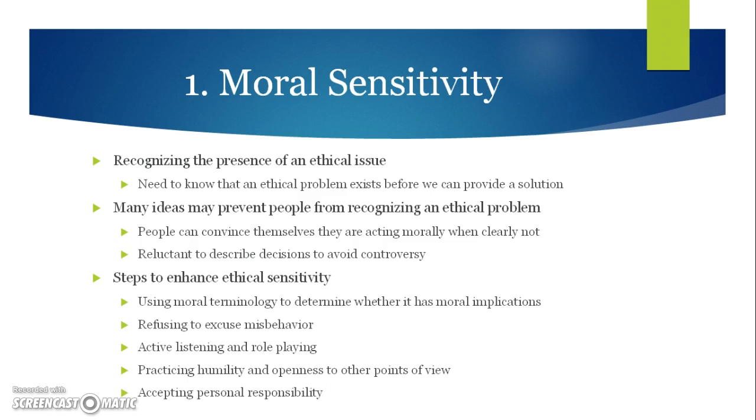The first one, moral sensitivity, involves recognizing the presence of an ethical issue. We need to know that an ethical problem exists before we can provide a solution. Many things prevent people from recognizing an ethical problem, such as people convincing themselves they are acting morally when they clearly are not. People are also reluctant to describe decisions in order to avoid controversy.